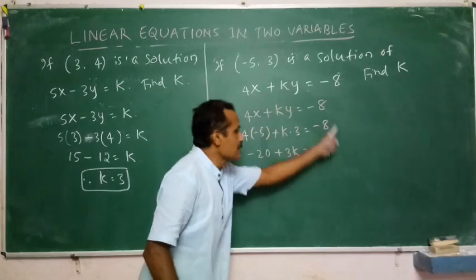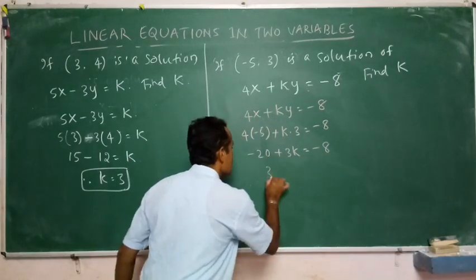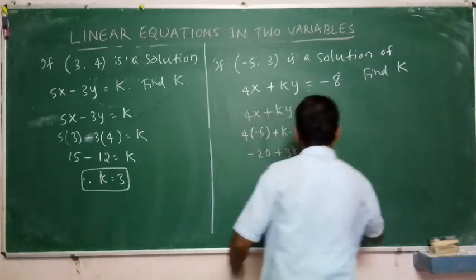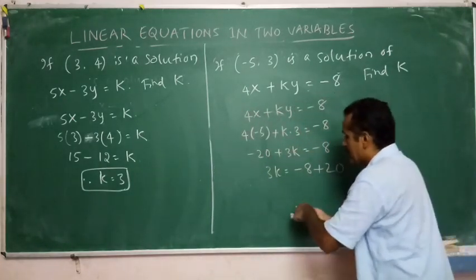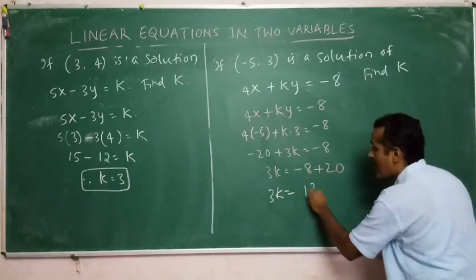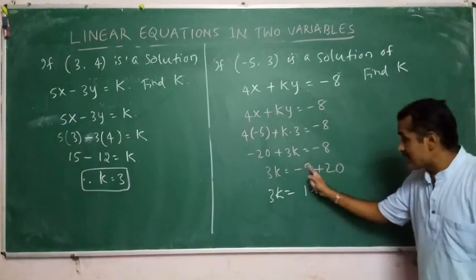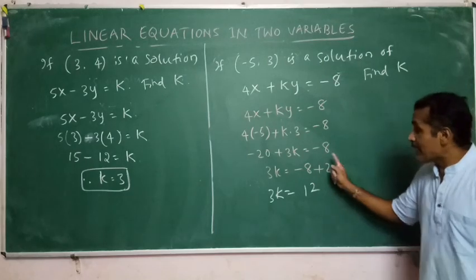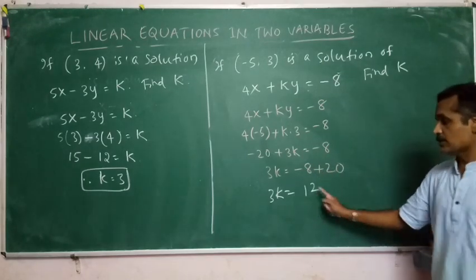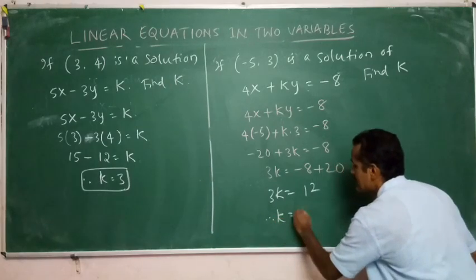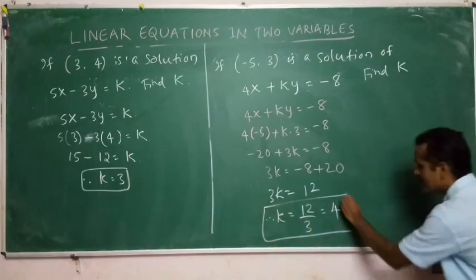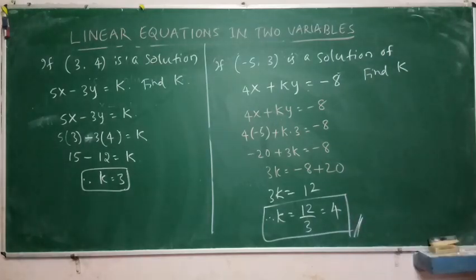This minus 20 I will shift to the RHS. What happens? 3k is equal to minus 8 plus 20. Minus 8 plus 20, 3k is equal to plus 12. You know that whenever minus and plus is there, bigger number minus smaller number. 20 minus 8 is equal to 12. Bigger number sign is positive. Therefore, k is equal to 12 by 3. Answer is 4. That is the end of the problem.